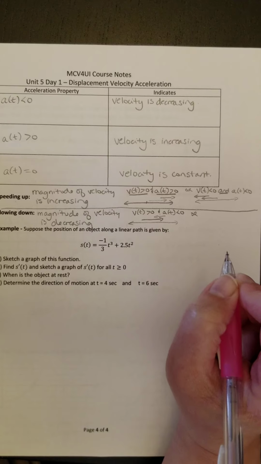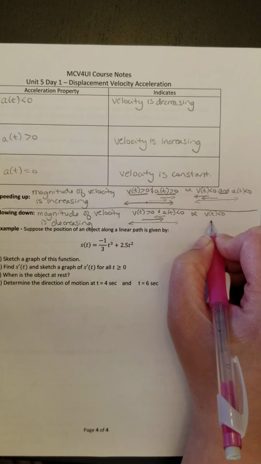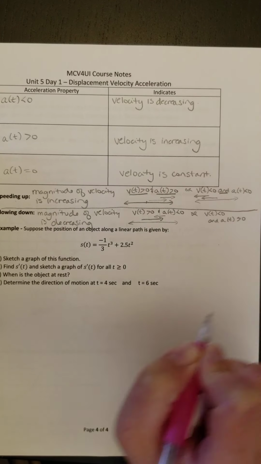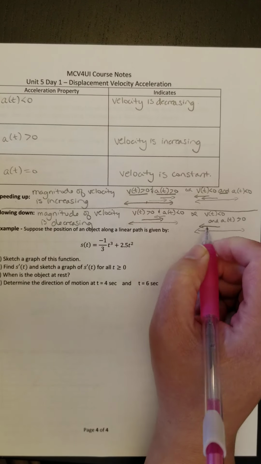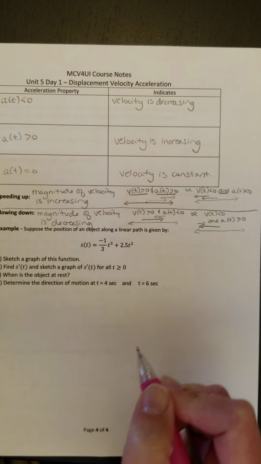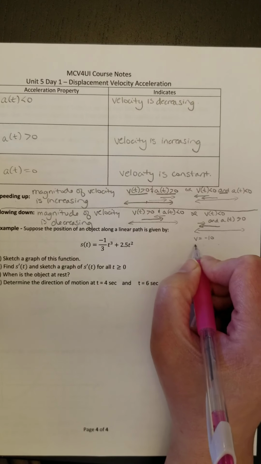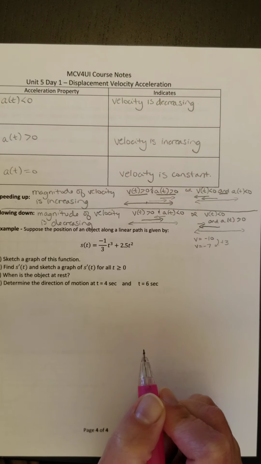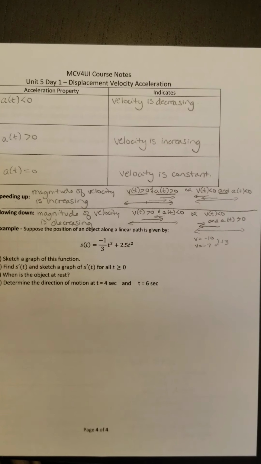Or that could also happen in another case if the velocity was negative and the acceleration was positive. So here, if you're moving along in a negative direction, but your velocity is increasing. Say v was negative 10 and then v is negative 7, that's an increase of 3. So you've increased your velocity, but you're actually going slower because you were going in the negative direction.